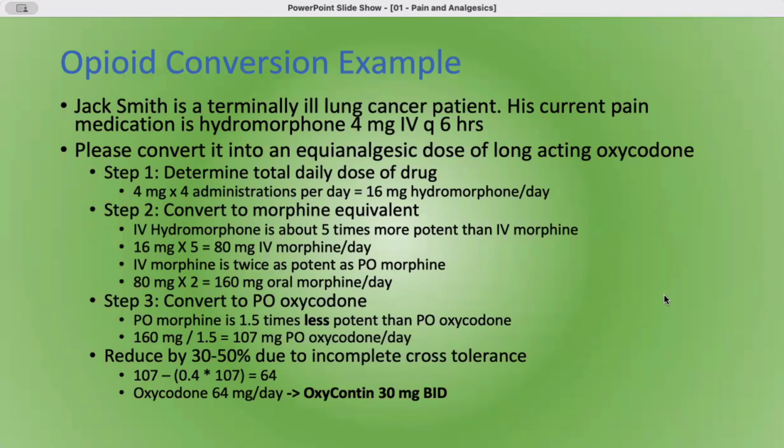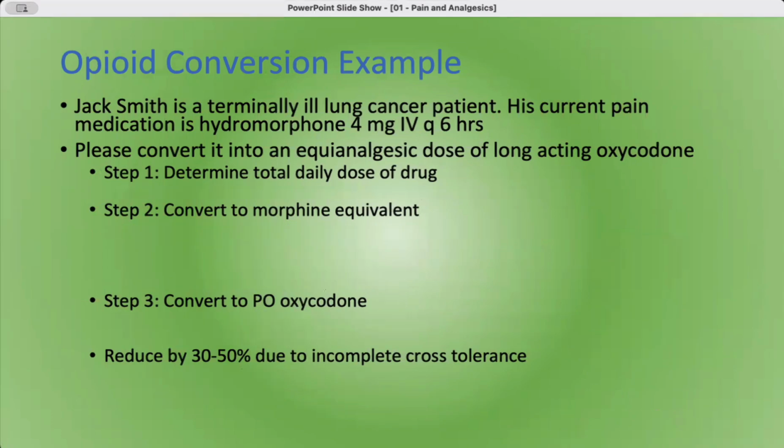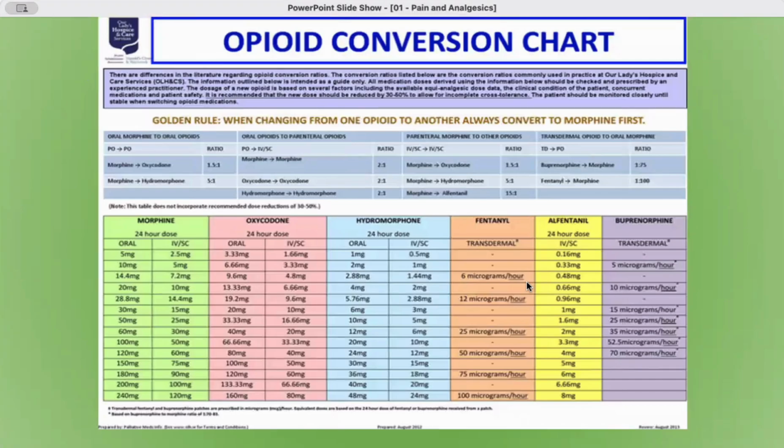Yeah, it's just a quick question. Where on the chart are you getting the 5-1? Because I only see the morphine to the hydromorphone 5-1. Is that what you were referencing?